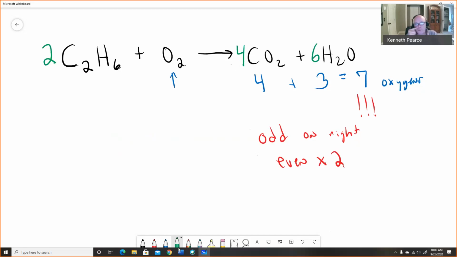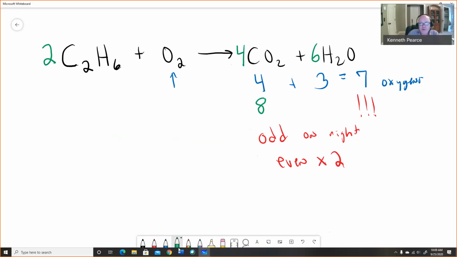And it's still balanced so far. We're just trying to get the oxygens to balance. Because if you look, you see 2 times C2 gives me 4 carbons, and we got 4 in front of the CO2. That's 4 carbons. And 2 times 6 with the C2H6, that gives me 12 hydrogens. And if you look on the right-hand side, we have 6 times 2 on those hydrogens, and that gives me 12.